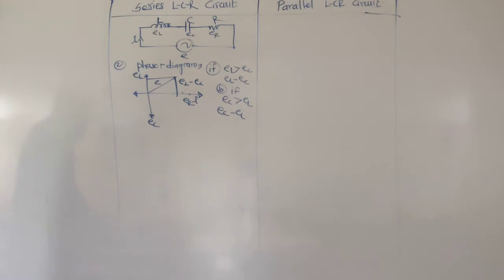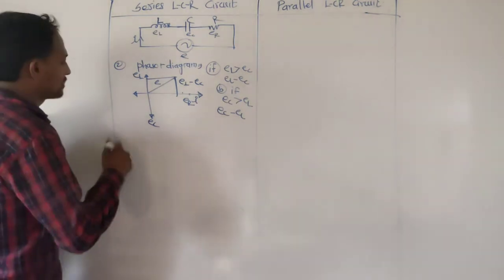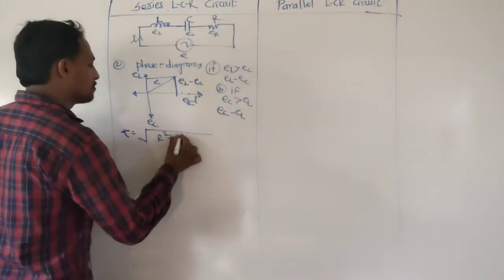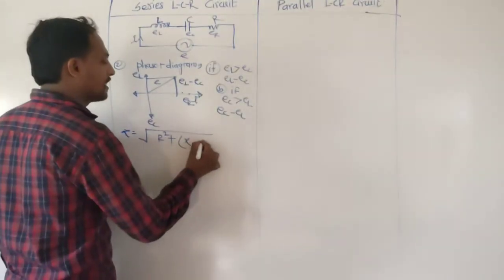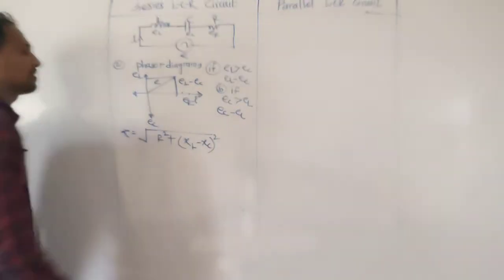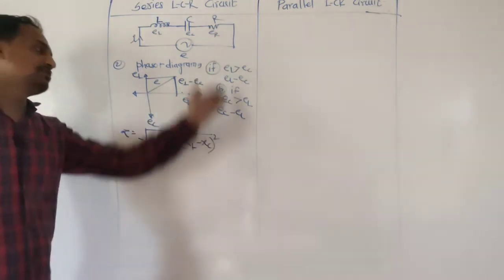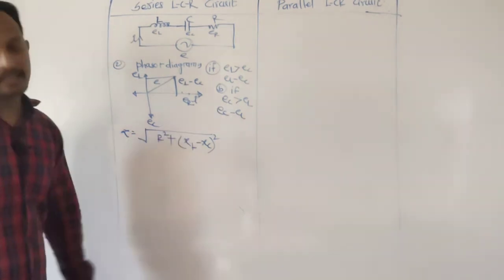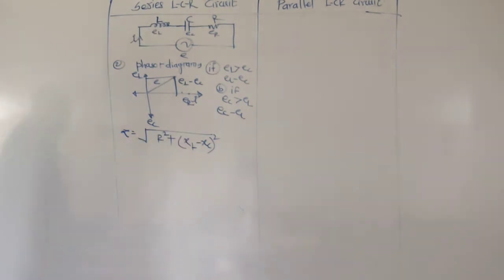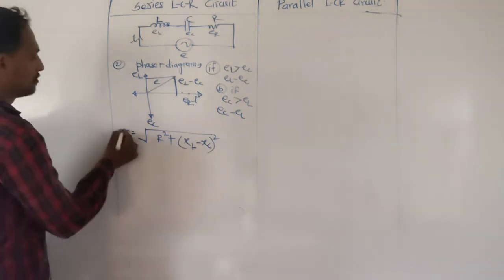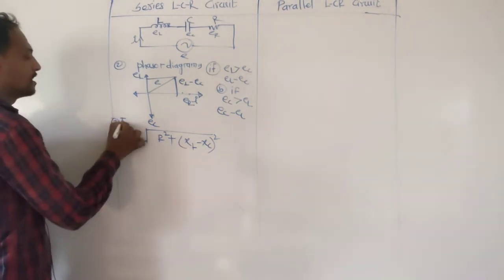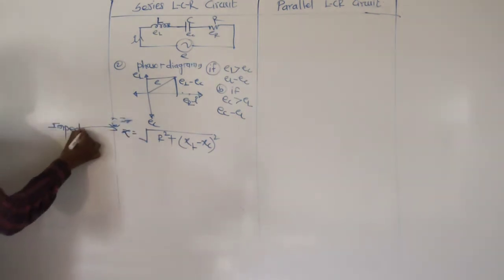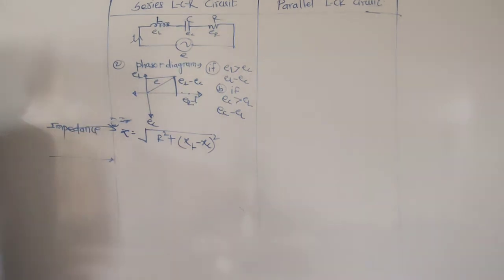After that we have the formula for impedance. So Z is equal to what? Z is equal to the root of R square plus (XL minus XC) whole square, or we have to change it in these two conditions. EC minus EL we have to take when EC is greater than EL. Okay, you have to understand this. The third term is the impedance.